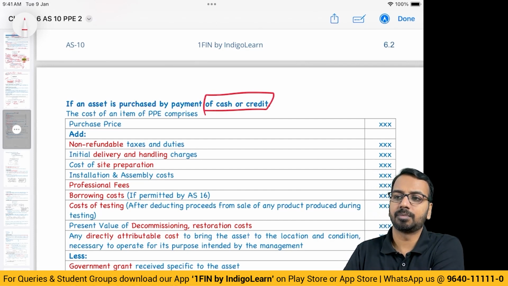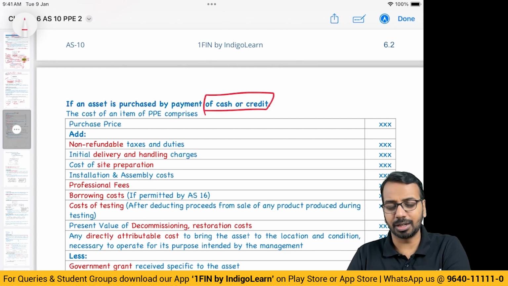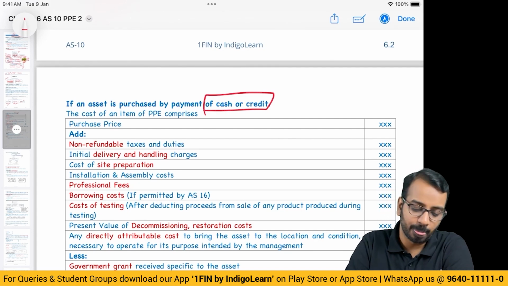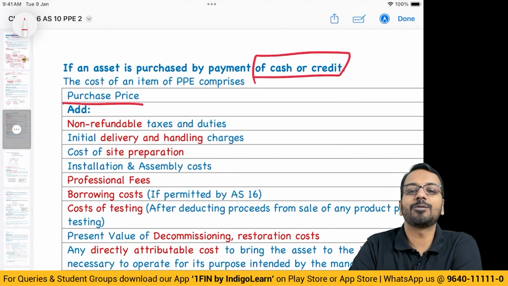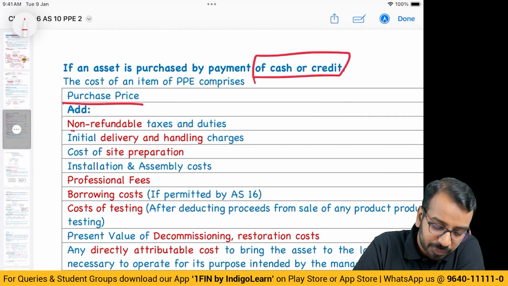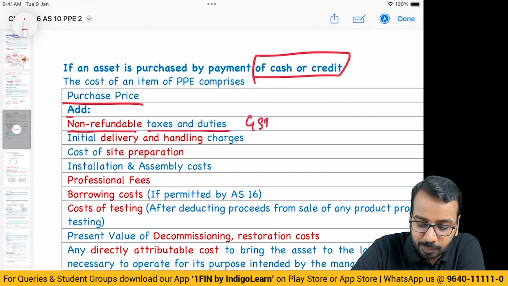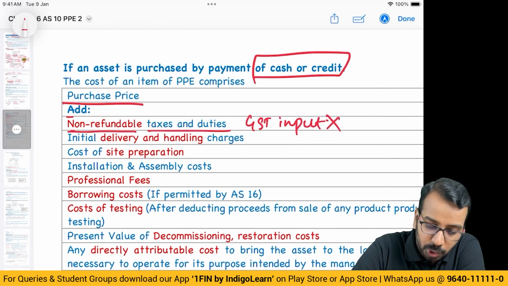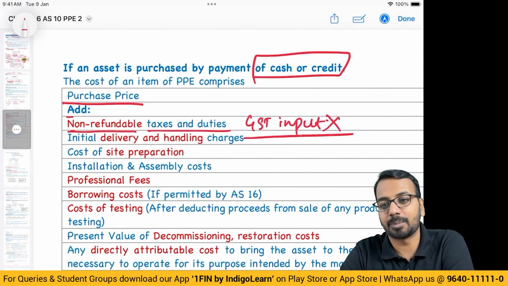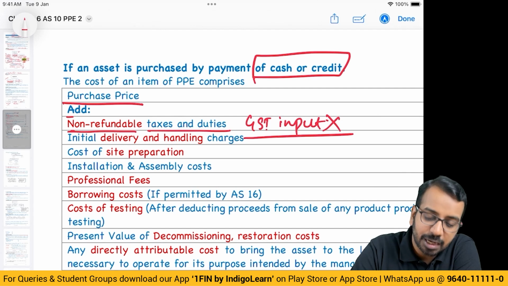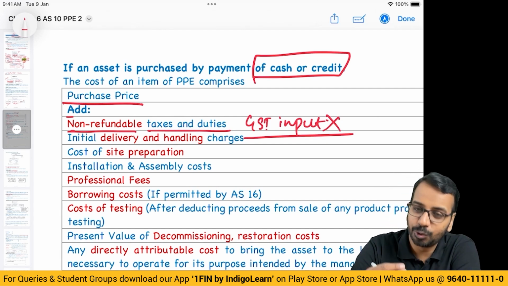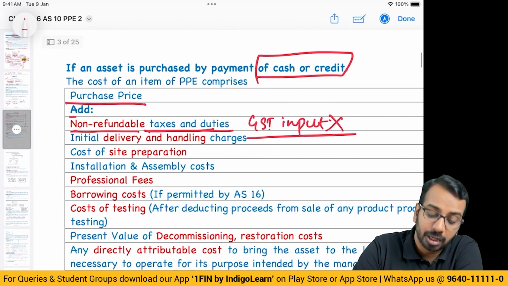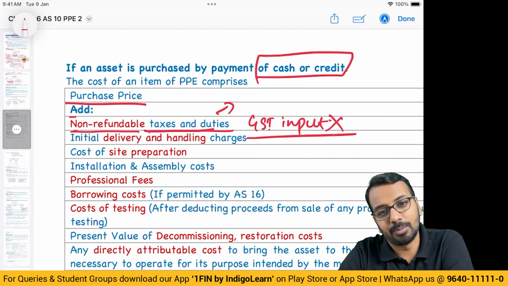Whatever we have done in AS2, similar conditions, plus we need to add some more things. Okay, so we will take the purchase price, whatever you pay to the supplier, that you will take. Then you will add any non-refundable taxes and duties. So if GST input is available, you will not treat that as a part of cost. If GST input is not available, if you have paid something, for example, custom duty, that you will not be able to set off, then you will add. Question will tell you whether credit is available or not.